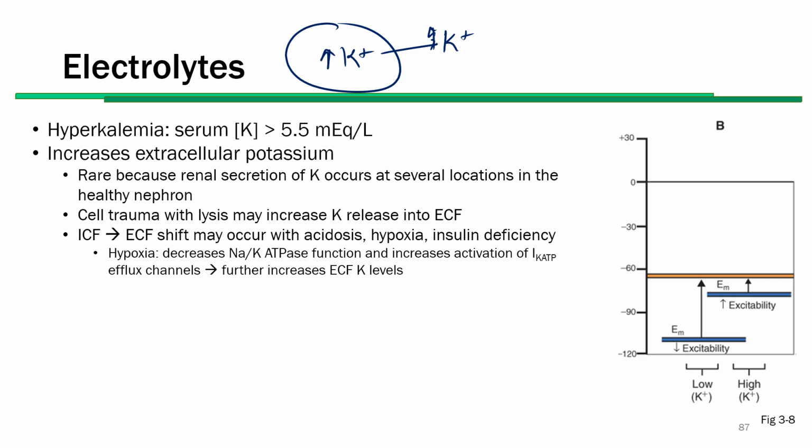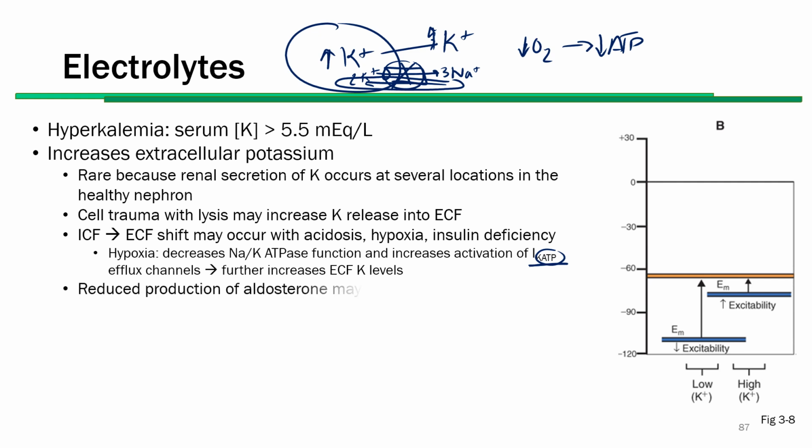We didn't look at hypoxia, but remember that we have this sodium-potassium channel, and the sodium-potassium channel is pulling 3 sodiums out to reset these gradients and pulling 2 potassiums in. But if you have hypoxia, if you have low oxygen, you can't generate as much ATP, and you need ATP to work this channel. So with hypoxia, you can't get that channel functioning, and that's going to increase activation of another type of potassium channel that's dependent on ATP, and that's going to further increase those potassium levels because you're not pulling them in. So it's another thing to keep in mind, that hypoxia can do that.